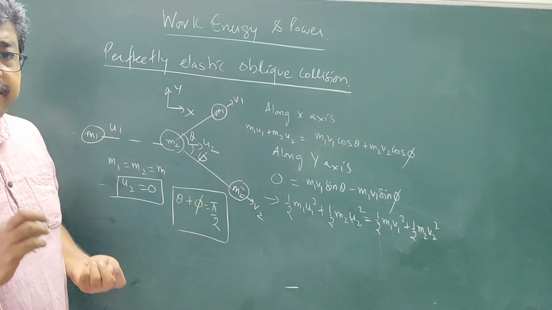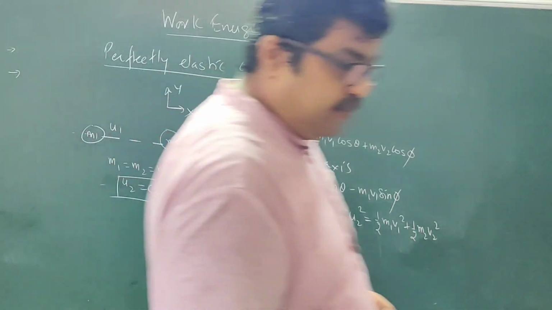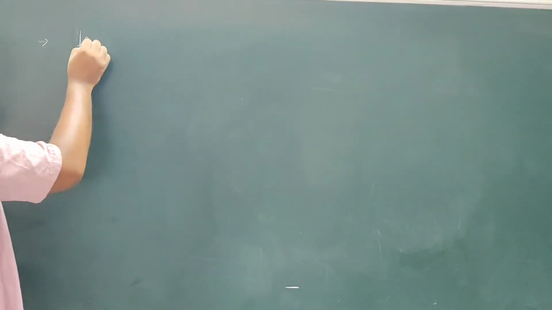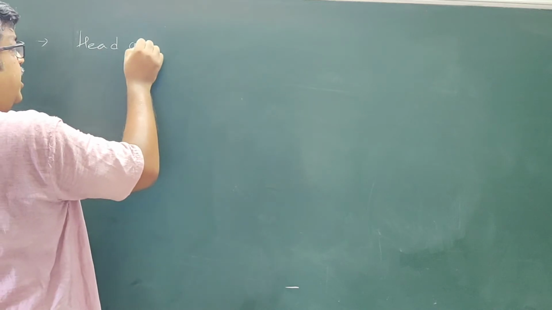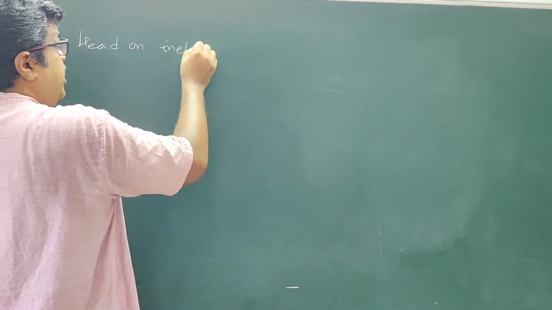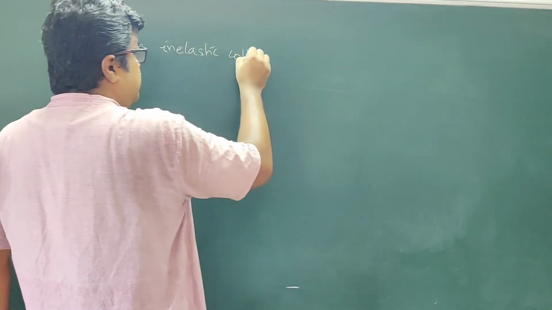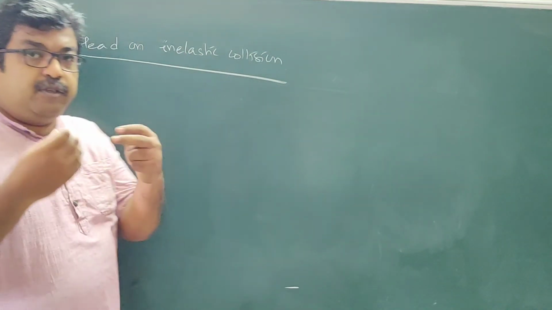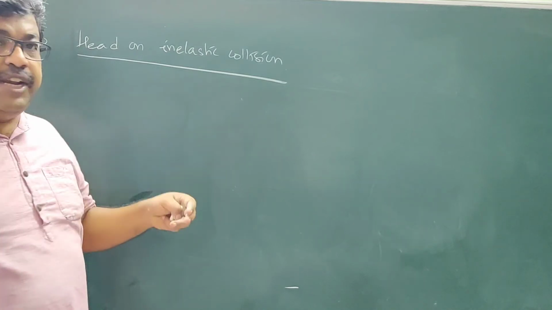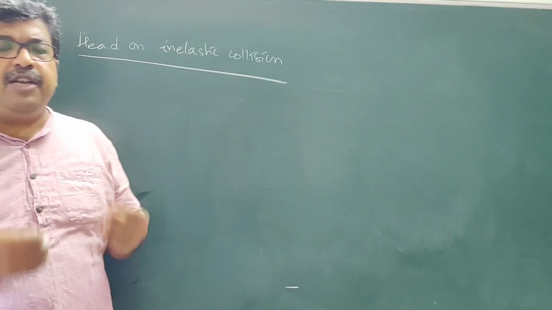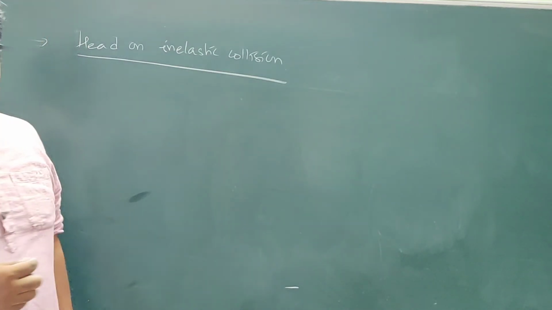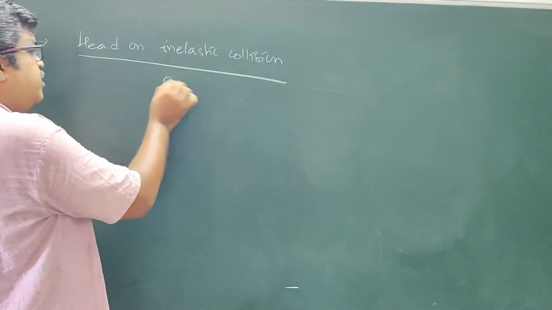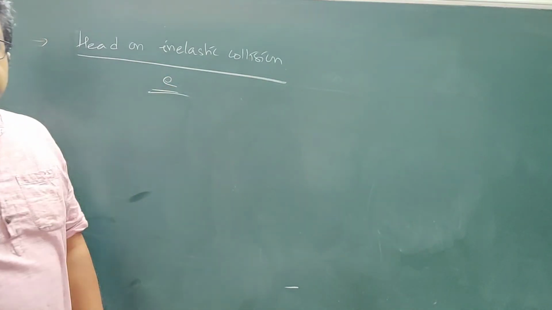Okay, this is a very interesting result. Next, let us see head-on inelastic collision. It means two particles are moving along a straight line. After collision, they are also moving along the straight line, but the collision is inelastic. And E is the coefficient of restitution.